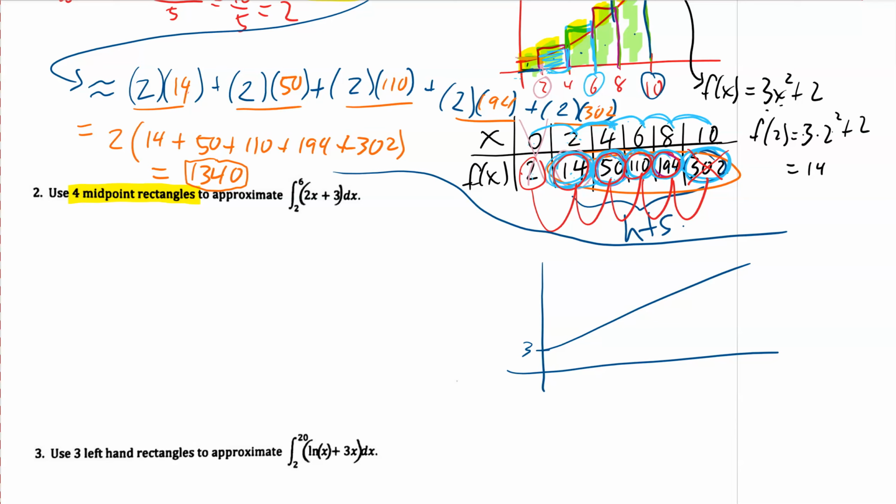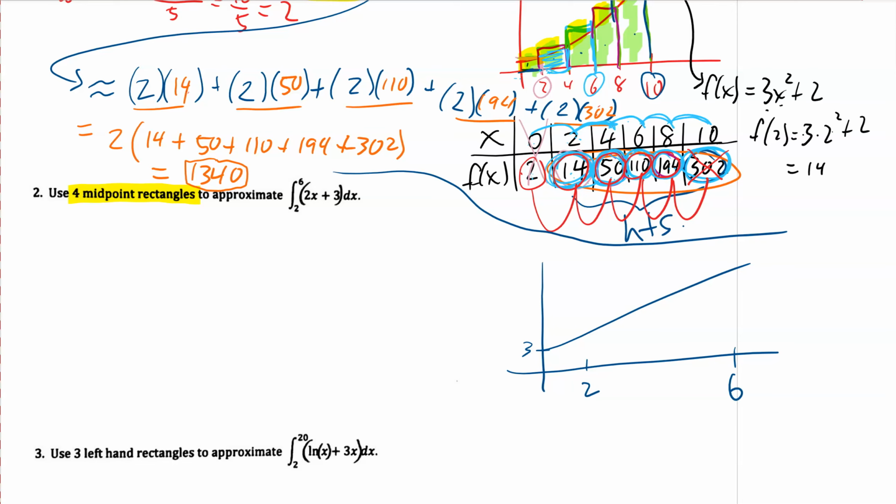And then we know we're going from 2 to 6, so I'm going to mark off 2 here, that would be maybe 4 over there, and then maybe 6 is over here. And it says 4 midpoint rectangles. In fact, I'm going to make that a little bit wider. We'll put 6 over here a little bit further out.